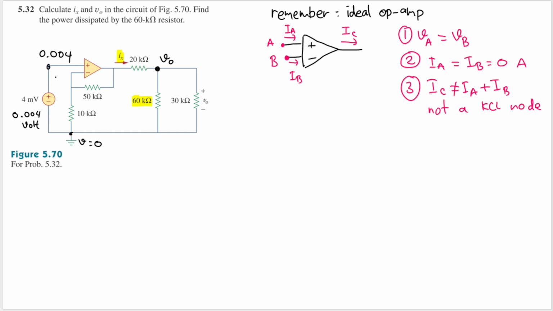Okay, and then what else can we do? The voltage connected to the negative terminal here, let's name this VA. VA is the same as the voltage connected to the positive terminal. So the first thing that we can conclude is VA is equal to 0.004 volt.